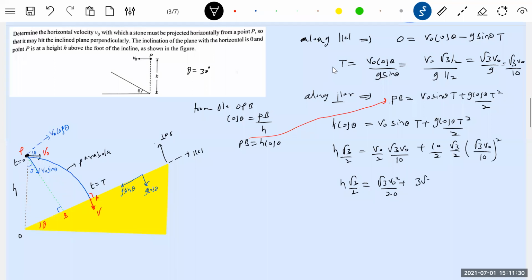Here 3 root 3 v naught square. Check once. Root 3 gets eliminated, 1 by 2 gets eliminated. H is equal to v naught square, which will be outside, and this will be 1 by 10. Three, okay, 40. 2 we took, so 20. Does anybody have the final value?